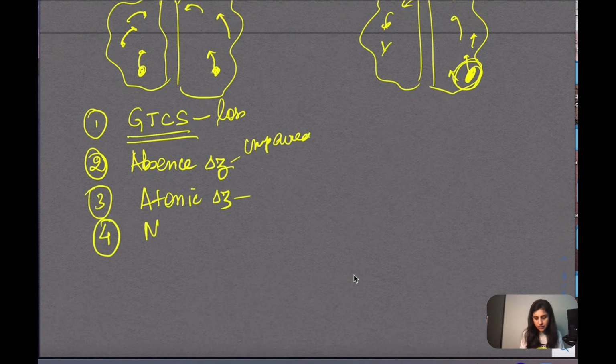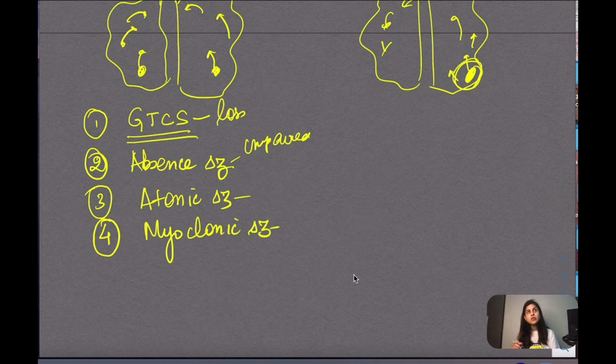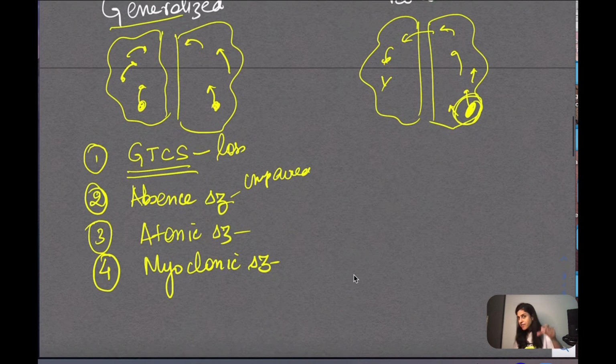Then we have the myoclonic seizures. In a myoclonic seizure, the muscles are having clonus, myoclonus. So clonus occurs in the muscles, and whatever area is involved, there are seizures of just that particular area. Muscles are in the clonic phase. There is no tonic phase here, only the clonic phase. It's called myoclonic seizures.